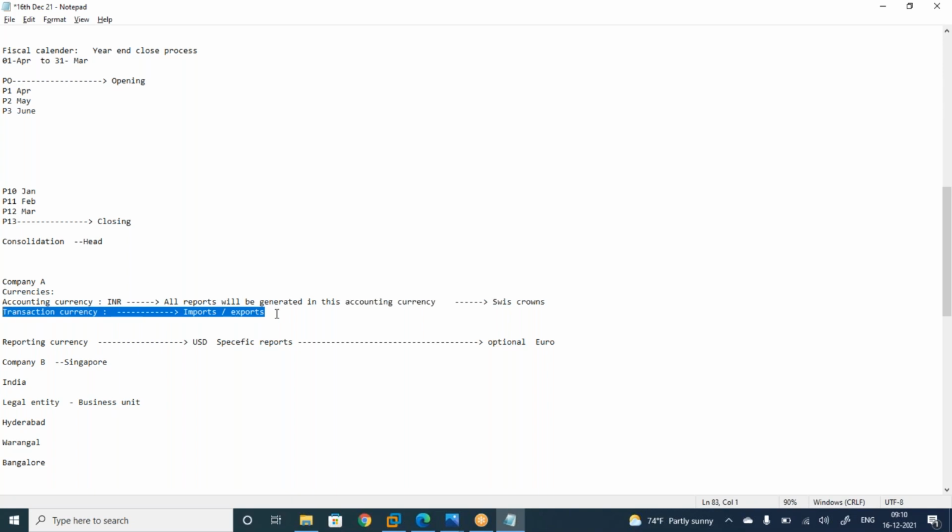This will not be fixed at all. This is on the fly. Whenever you are doing it, at that time you are going to change it. Okay. But these two are.